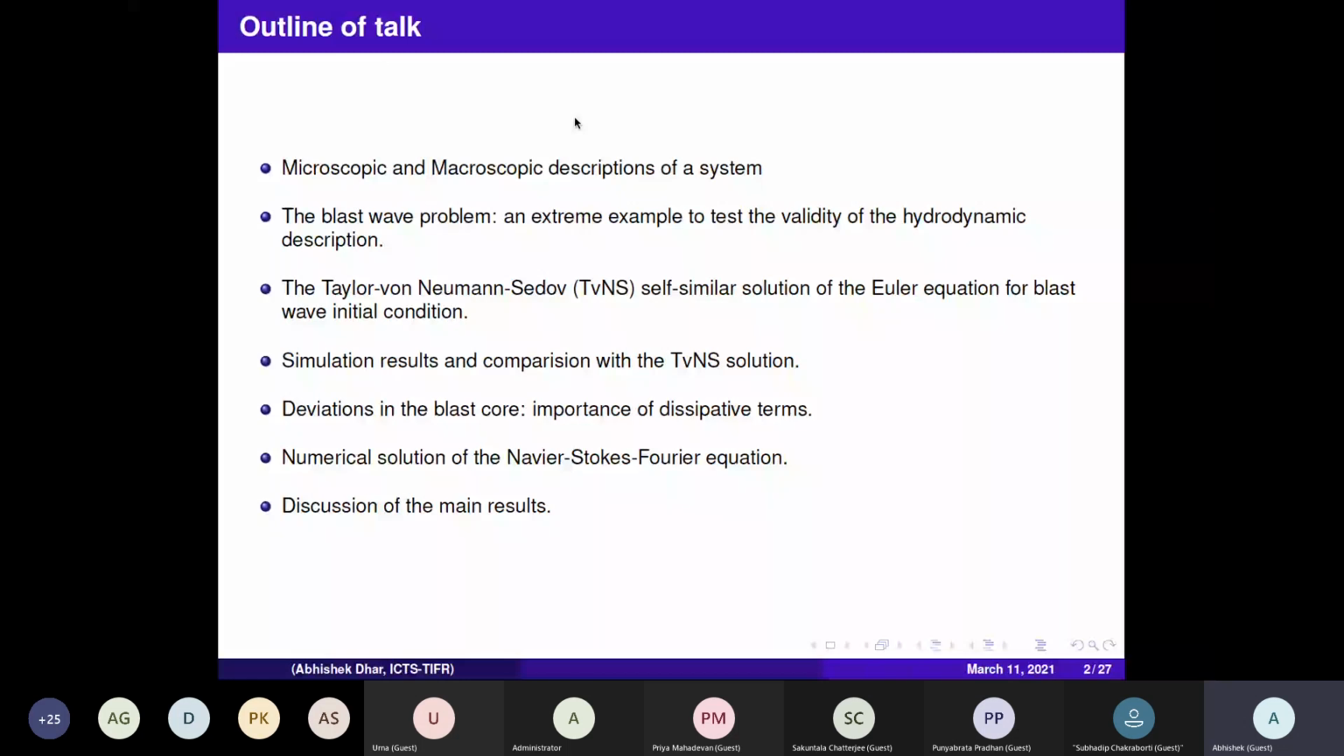So we'll compare what we get from microscopics with these Euler equation results. And we'll find that there's very good agreement, except for some deviations that one observes in the center of the blast. And this we will understand: you need to work beyond the Euler equation description, and then you have the Navier-Stokes equation. And then I'll describe how the solution of the Navier-Stokes equation compares with the simulations. Okay, and then we will discuss the main results.